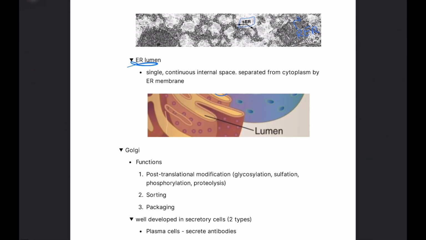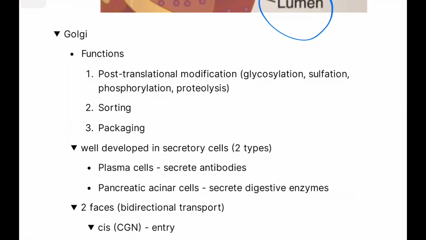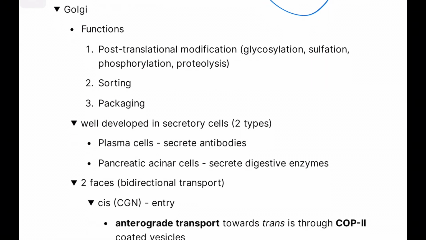ER lumen, it's a single continuous space. Is that important? No, it's not important. I wasted all this time taking a screenshot, writing all these notes about the lumen of the ER. It's actually useless, right? You don't have to write notes on things that are not clinically significant, on things that are not important.